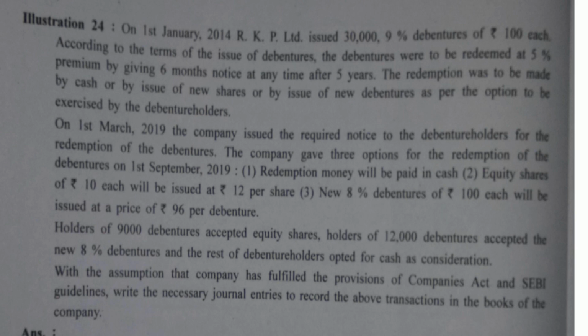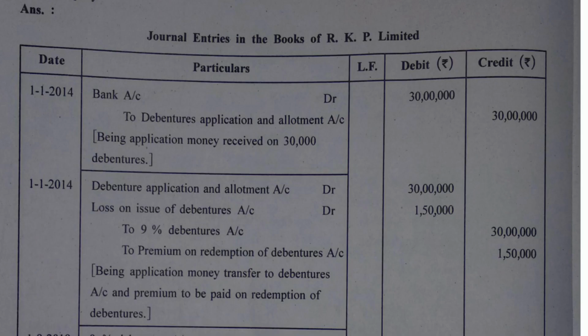With the assumption that the company has fulfilled the provisions of the Companies Act and SEBI guidelines, write the necessary journal entries to record the above transactions in the books of the company. So we have to write down the journal entries, and let us begin. The very first journal entry, of course, is about the issue of debentures. And what type of debentures are these? Debentures issued at par and redeemable at premium.